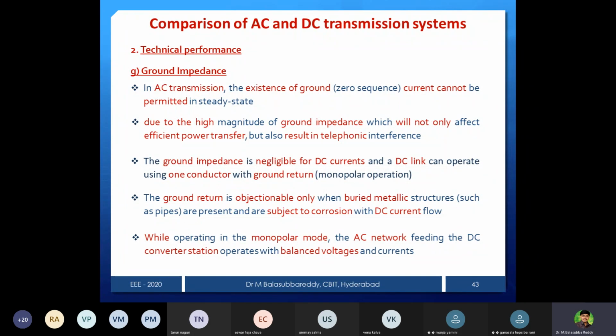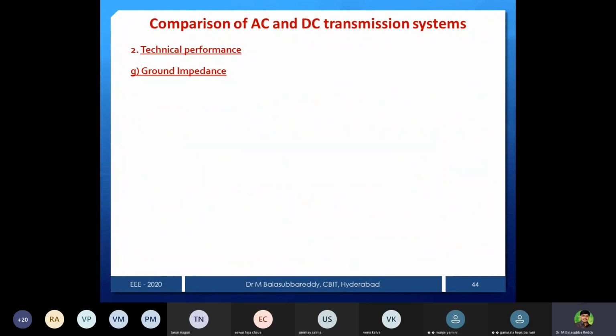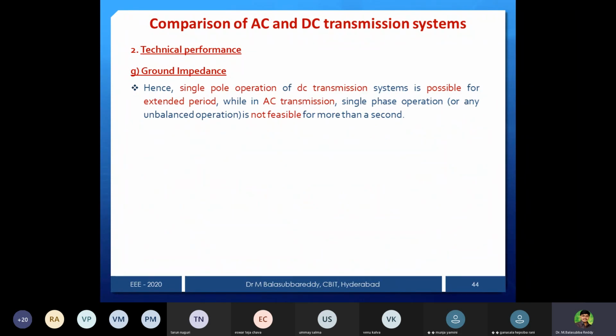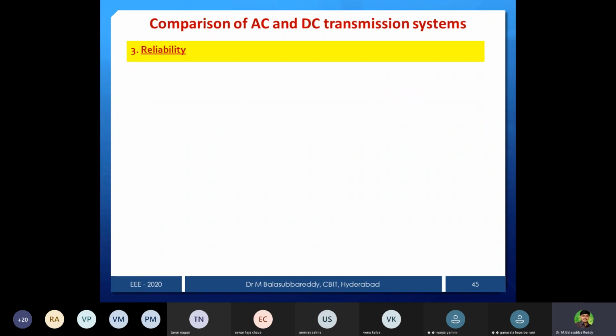While operating in monopolar mode, the AC network feeds the DC converter station, which operates with balanced voltages and currents. Whatever problems we noticed previously with ground impedance, single pole operation of a DC transmission system is possible for an extended period, while in AC transmission single phase operation is not possible for more than a second. If that problem arises in the AC system, it cannot operate for more than a second or some seconds, whereas in DC we can extend that period. That is all about the technical considerations.